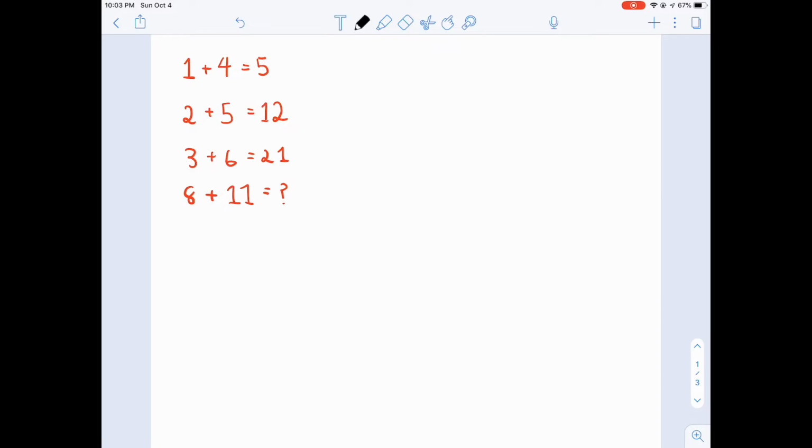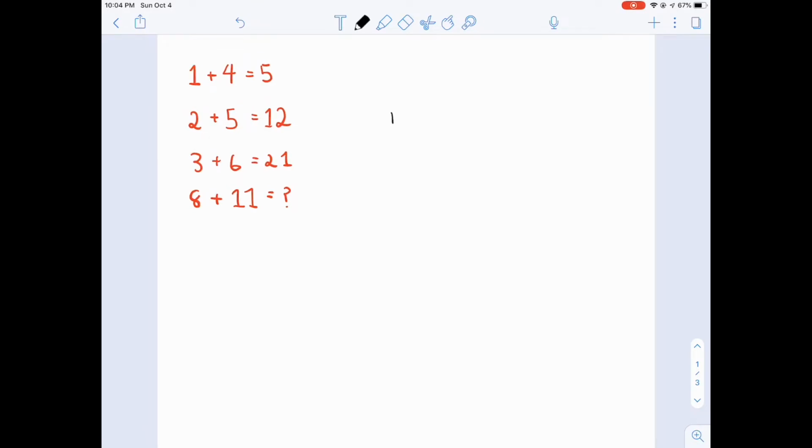So looking at the problem, we see that 1 and 4, when put together, equal 5, 2 and 5 equal 12, 3 and 6 equal 21, so we have to figure out what 8 and 11 together equal. So we'll start off with something that you'll probably see first, which is the 1 and 4, which added together equal 5. So let's use this addition rule to do the second one. 2 and 5 equal 7, which unfortunately doesn't equal 12. So we know that this strategy doesn't work. So we're gonna have to use a new one.